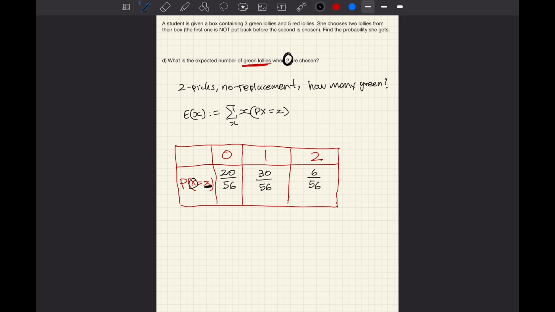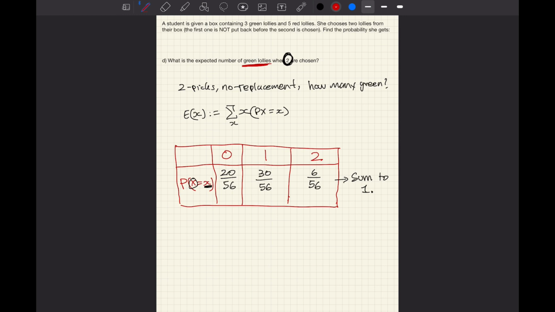Great. So you might notice something interesting about these 3 columns and their probabilities. For this to work, they need to sum to 1. So these need to fill up the entire sample space. And in this case they do, because 20 plus 30 plus 6 is 56. Great. So they sum to 1. We've made sure that that works.